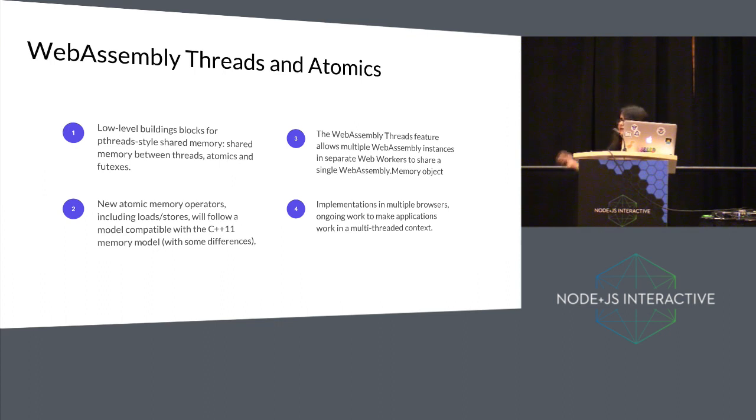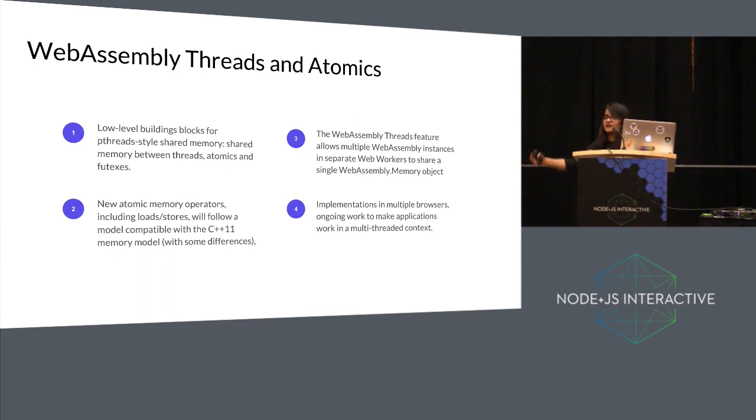Actually, I don't know exactly what I said. I think I said that the feature allows multiple WebAssembly instances in the same worker. What I meant was multiple WebAssembly instances in separate workers, so different workers share the same memory underneath. The proposal adds low-level building blocks for pthread style shared memory, so you have shared memory between threads, atomics, and futexes. A lot of the pre-existing code, a lot of the C libraries, extensively use threads. So this actually simplifies the porting experience quite a bit. Otherwise, you have to jump through hoops to emulate that, and that doesn't always work.